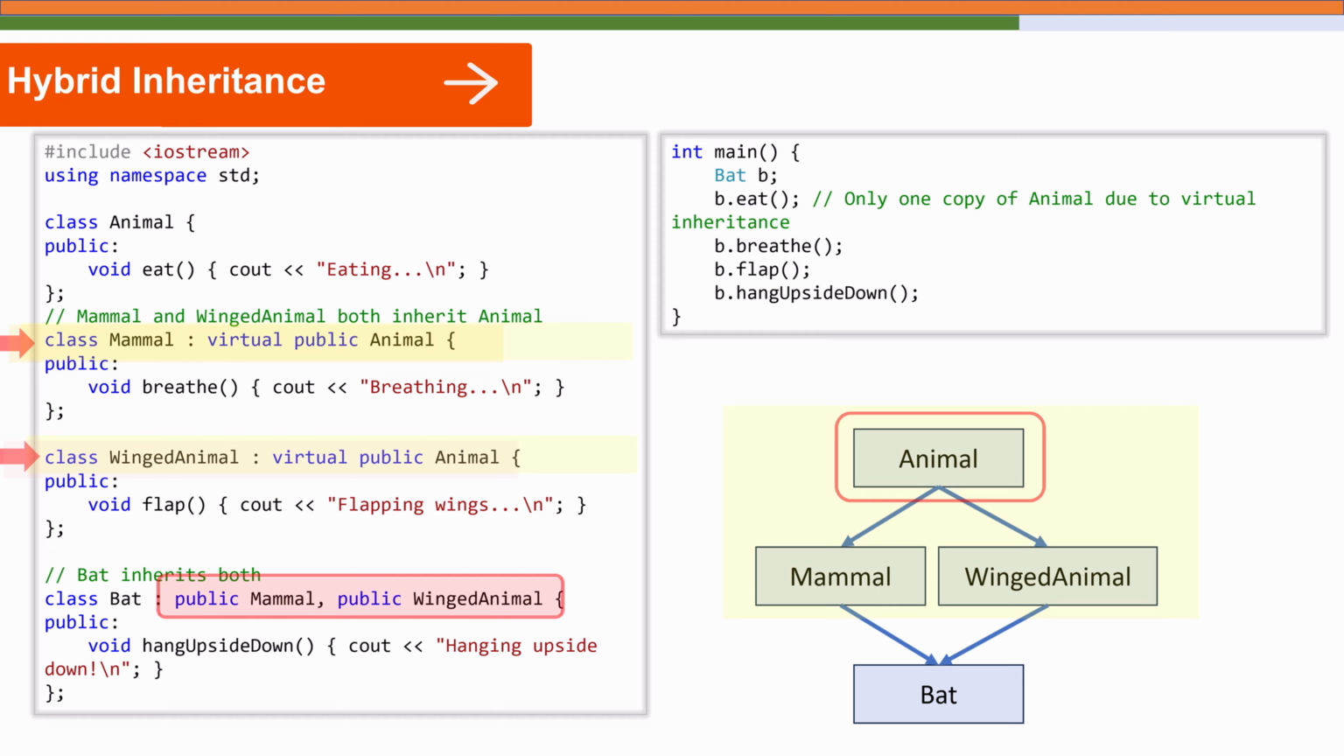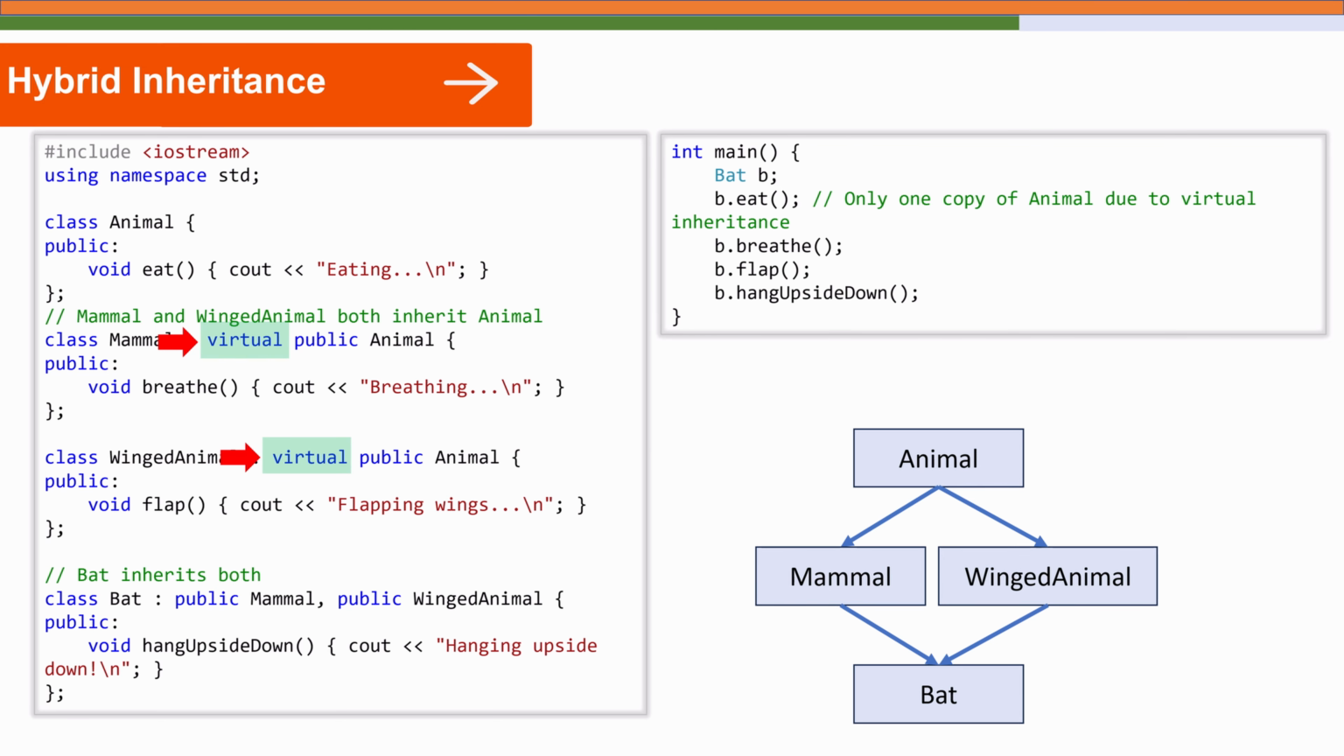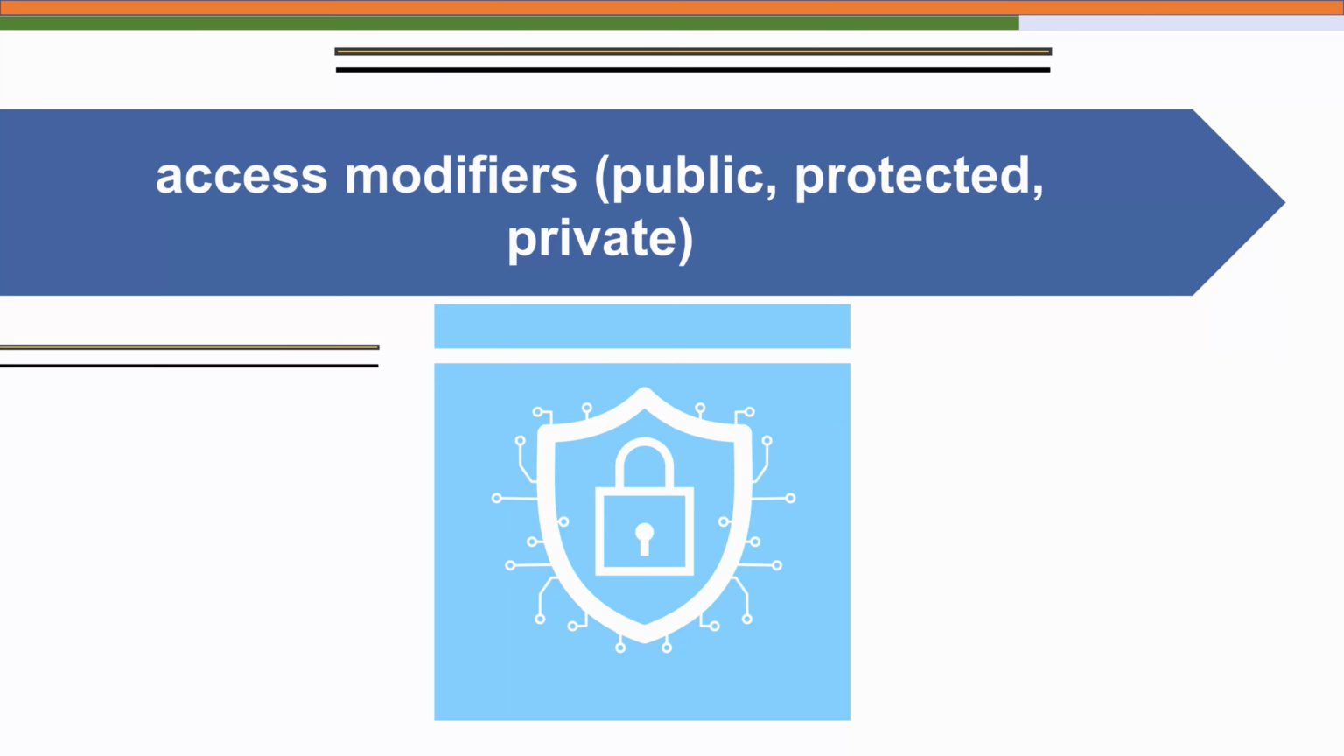Bat would then inherit two copies of Animal, and this basically leads to ambiguity. So we use virtual inheritance to ensure that only one shared Animal sub-object exists. This solves the diamond problem in C++. So in short, hybrid inheritance combines the flexibility from multiple inheritance forms but must be used carefully to avoid any confusion.